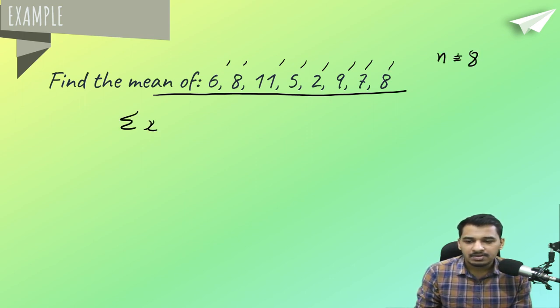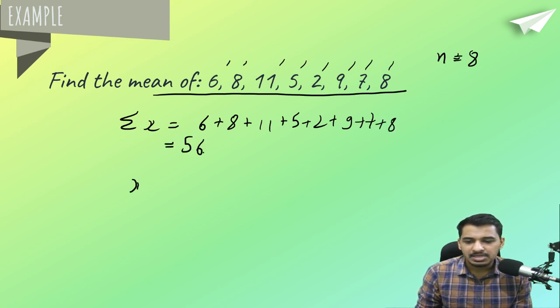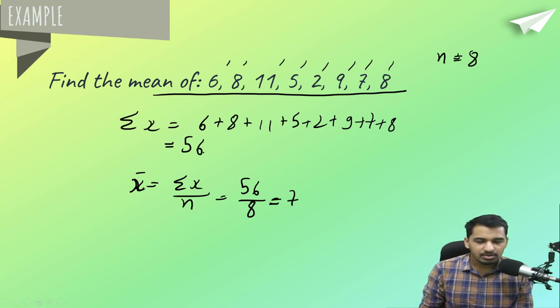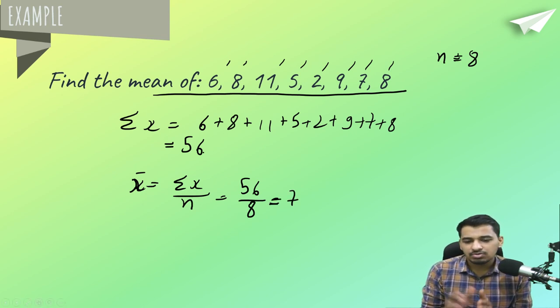Now I will do the sum of all the values. Sigma x is 6 plus 8 plus 11 plus 5 plus 2 plus 9 plus 7 plus 8. This will come out to be 56. So mean x bar would be equal to sigma x divided by n, which is 56 by 8. So this is 7. I hope this is clear. Very simple concept. Sum of all the values divided by the number of values n.